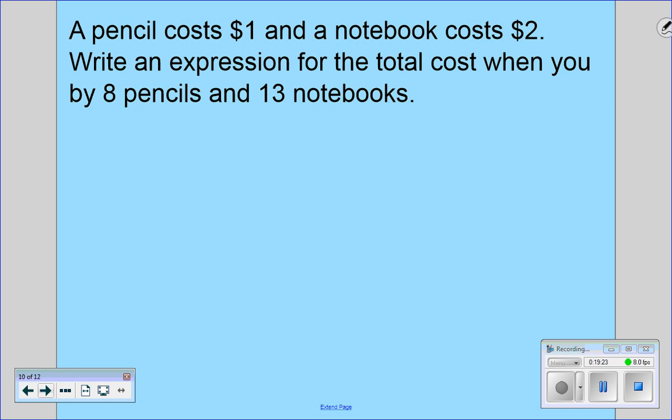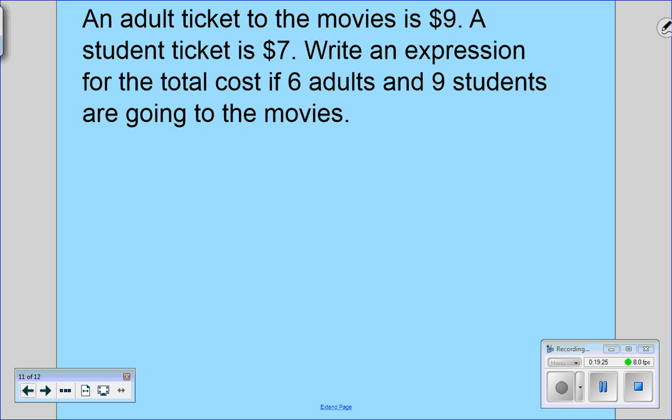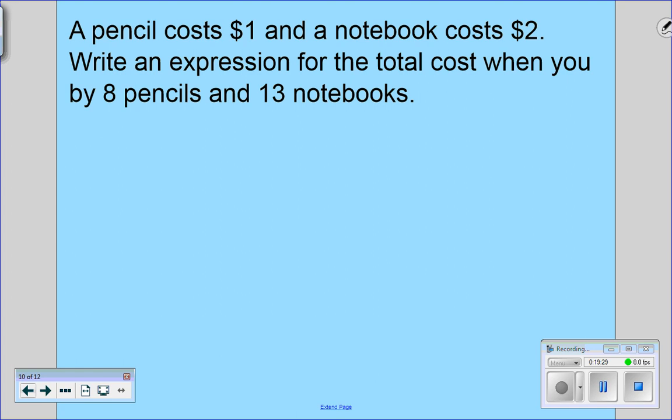All right, last thing is some story problems. They just ask you to set up an equation. They don't even ask you to solve it really. They just want you to set up the equation. So, a pencil costs $1 and a notebook costs $2. Write an expression for the total cost when you buy 8 pencils and 13 notebooks. How would that look?